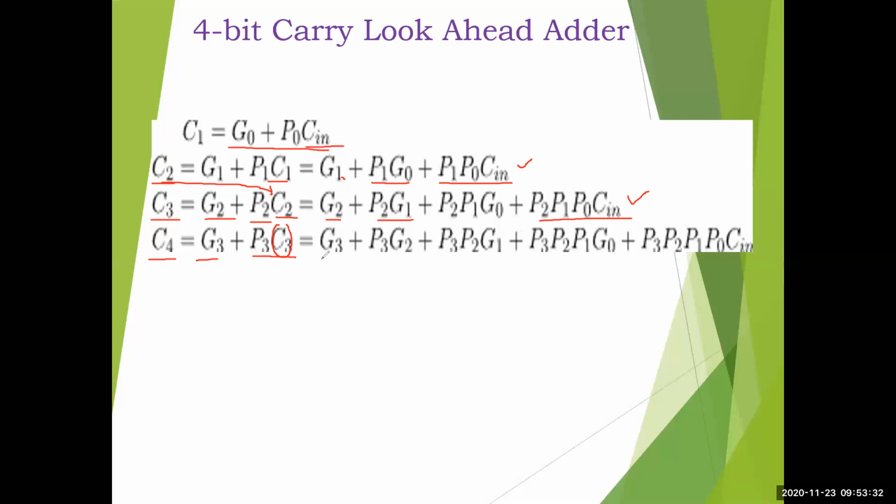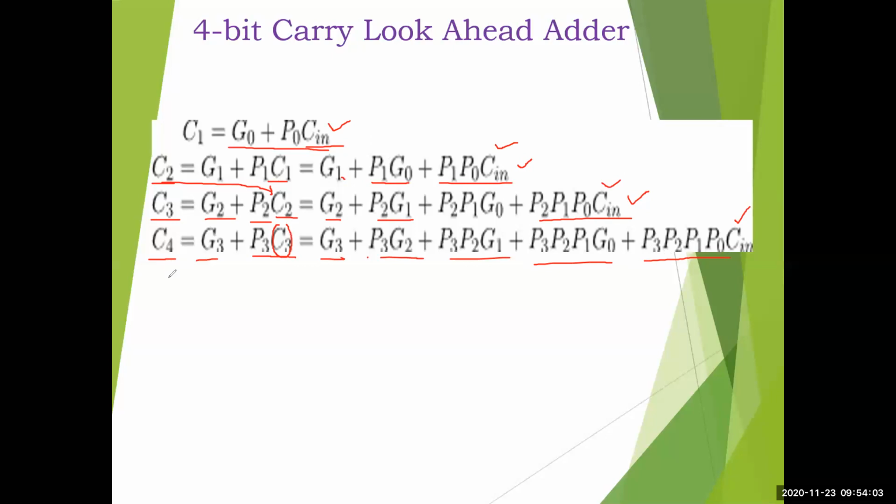So G3 is there individually, then P3 into G2, P3 P2 G1, P3 P2 P1 G0, then P3 P2 P1 P0 Cin. So what you see in this equation is that Cin is there in all the carry generations. That's why Cin is taken first. Taking Cin, we have built how many carries are required. This is 4-bit, that's why I have written up to C4.